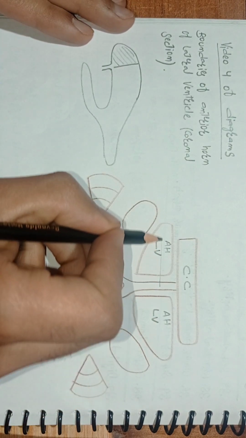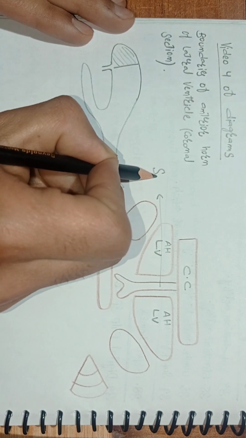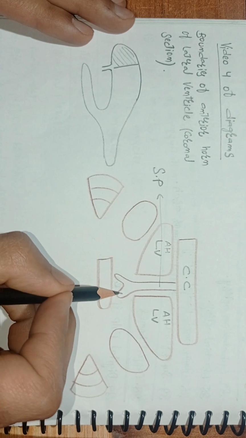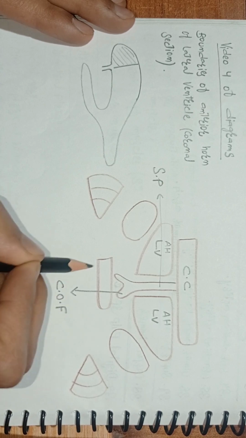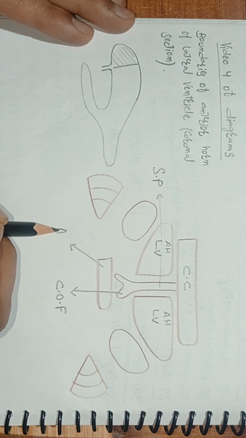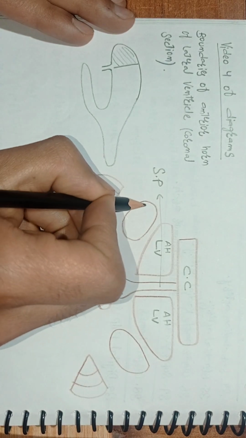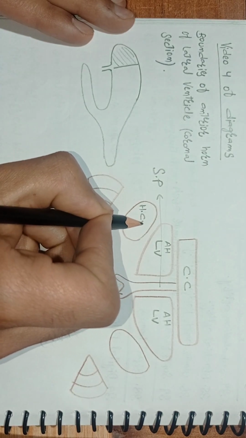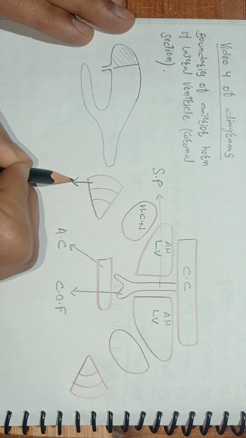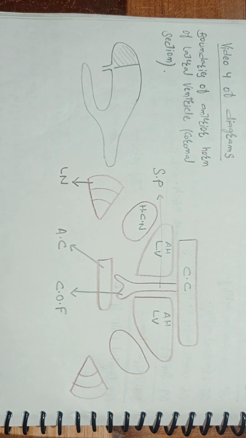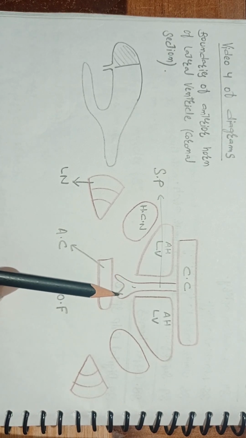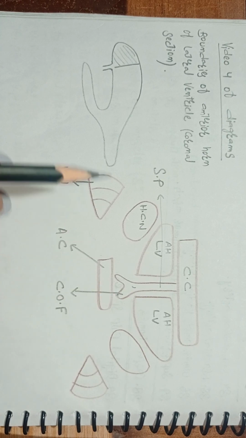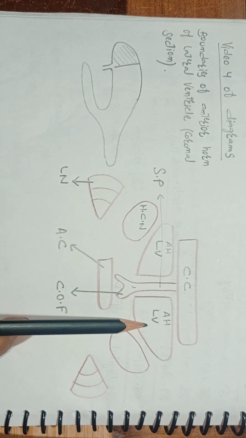This structure right here is the septum pellucidum, and this structure right here are the columns of the fornix. And this structure right here is the anterior commissure, this structure right here is the head of the caudate nucleus, and this structure right here is the lentiform nucleus. So from this diagram, we can see that the septum pellucidum and the columns of the fornix form the medial boundary of the anterior horn of the lateral ventricle.